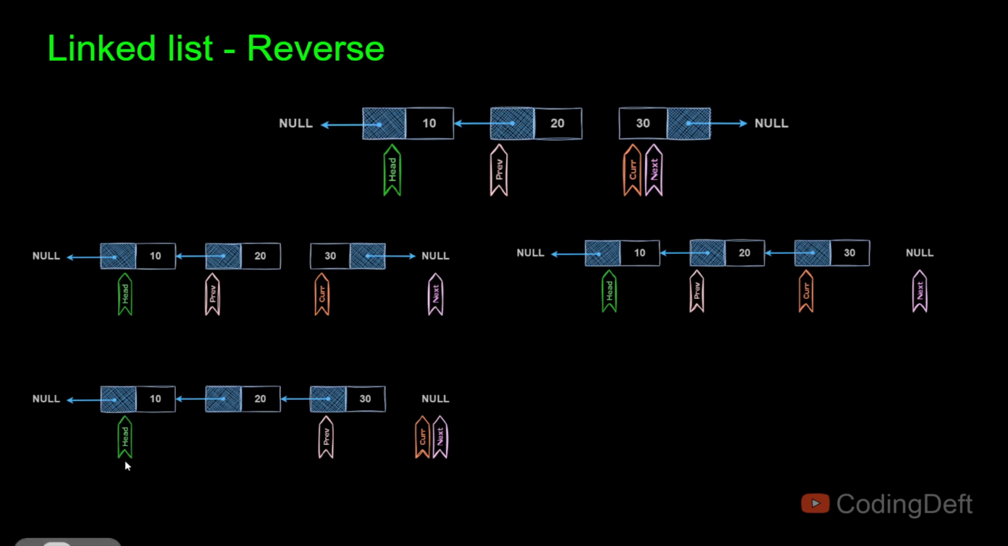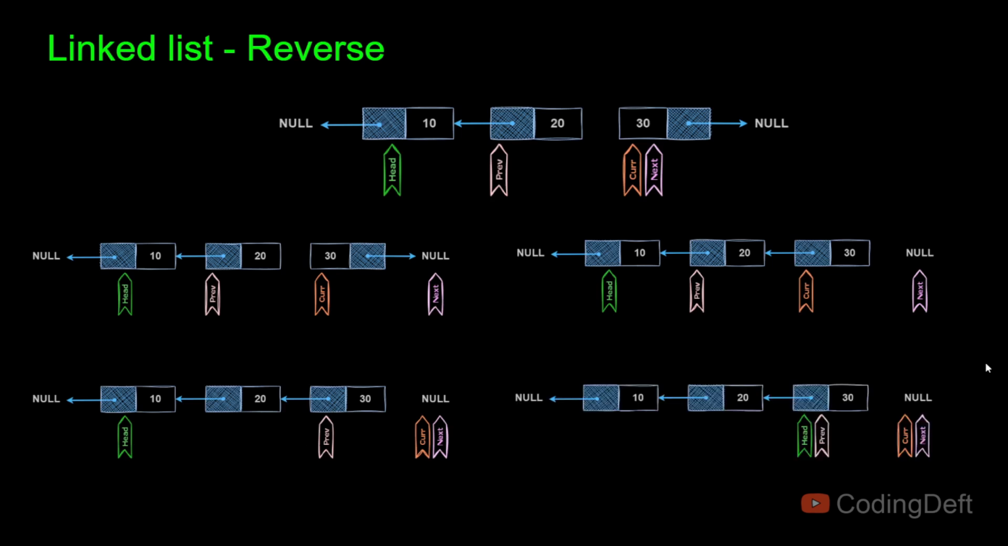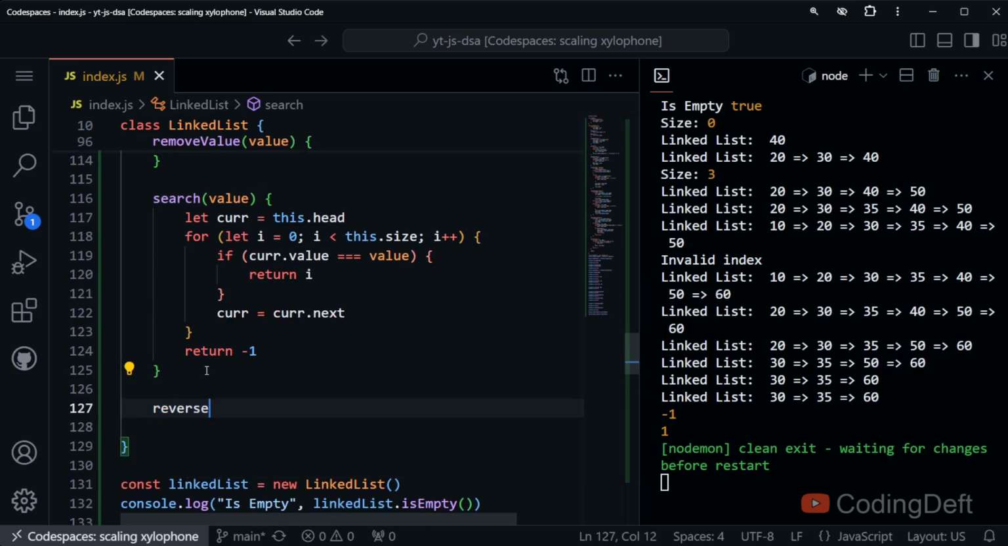Only one problem we have, that is head is not pointing to the first node. So what we do is we update this head with the previous pointer. Now the linked list is completely reversed. Let us go ahead and code this. I'll write the reverse method.